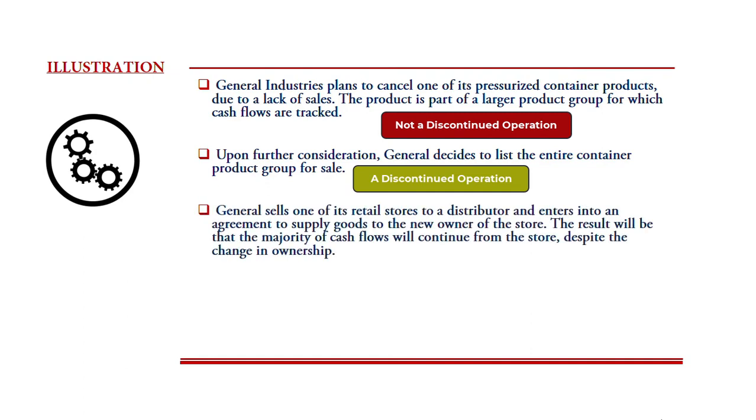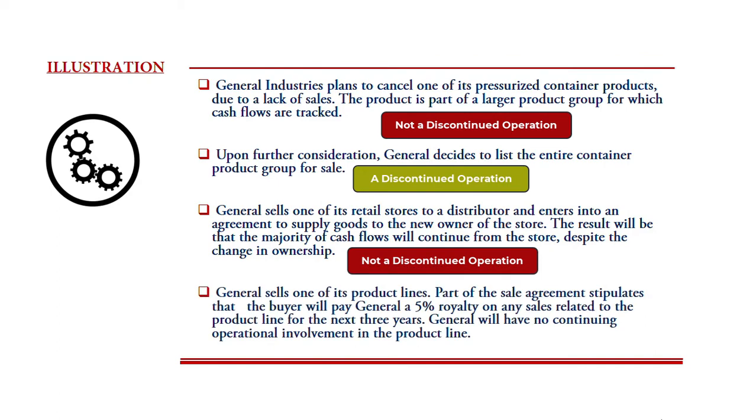Thirdly, General sells one of its retail stores to a distributor and enters into an agreement to sell goods to the new owner of the store. The result will be that the majority of cash flows will continue from the store despite the change in ownership. General still maintains control and influences the operations of the component. It also receives the majority of the cash flow from the component. So in this case, it is not appropriate to classify the store as a discontinued operation. There is no resulting elimination and there is also continuing involvement.